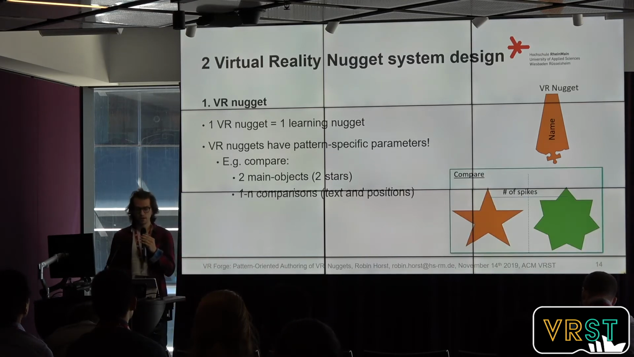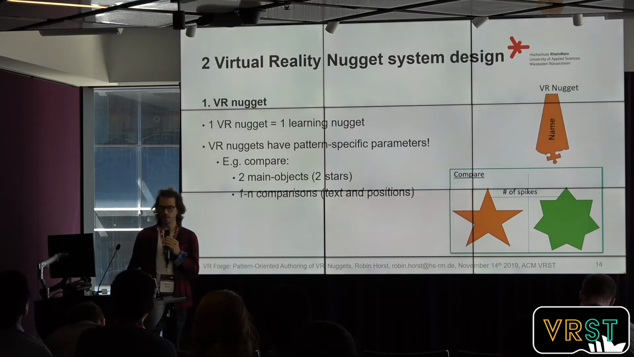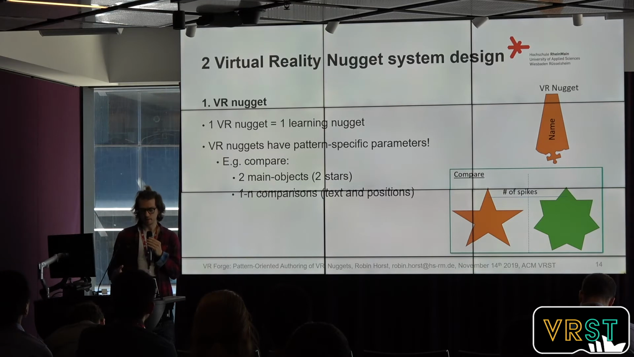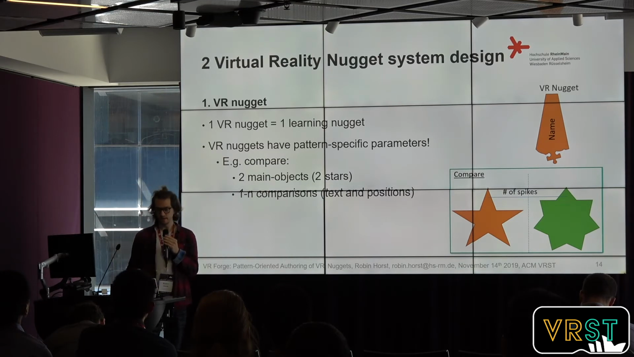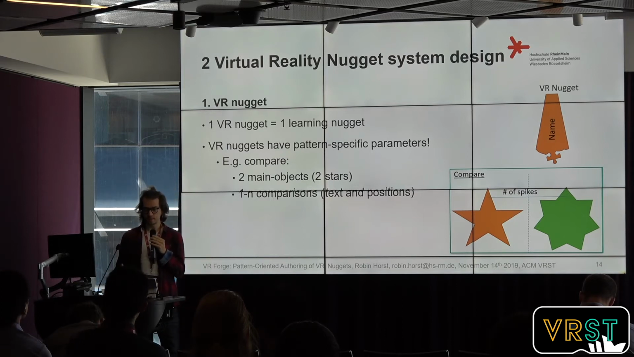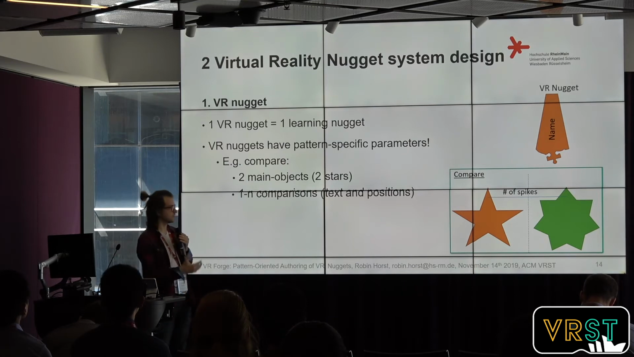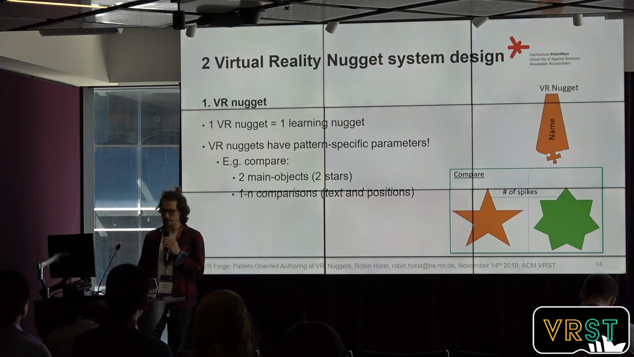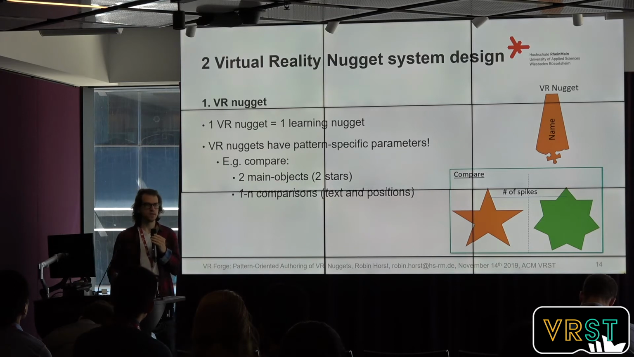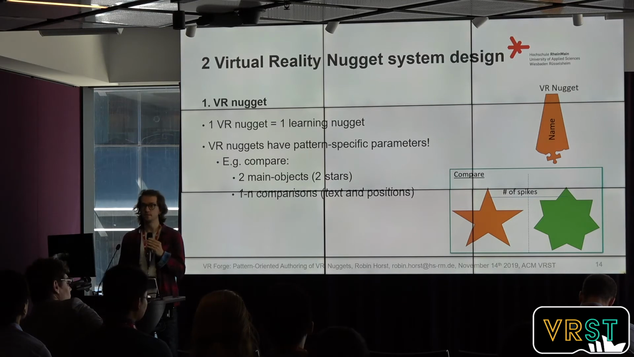So, VR Nuggets have parameters that authors need to assign values to. These parameters differ from each pattern. So the parameterization ensures that basic pattern implementations can be reused as templates for very similar purposes. Let's take an example again. Let's think again of the pattern that compares two objects, in this case the two stars here, with at least one but maybe more comparisons, and a comparison is made up from lines and titles, similar as with the apples and the oranges.